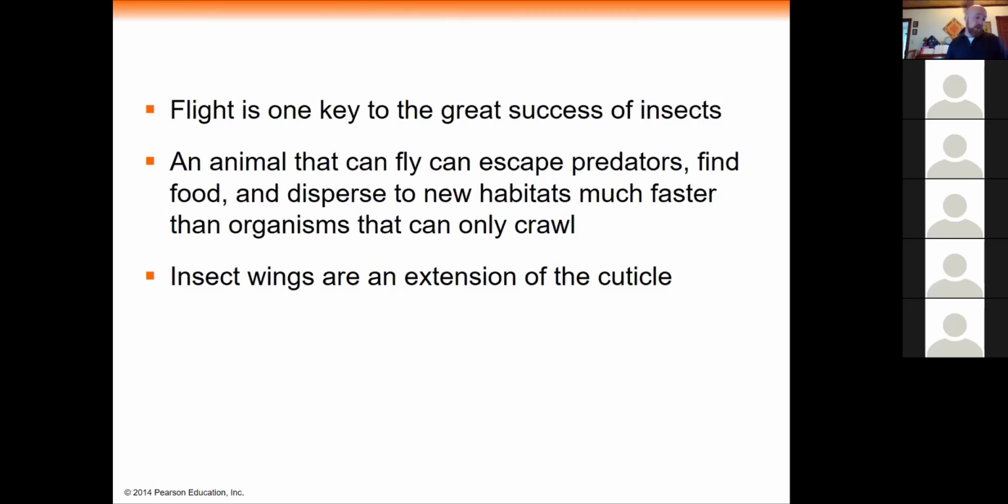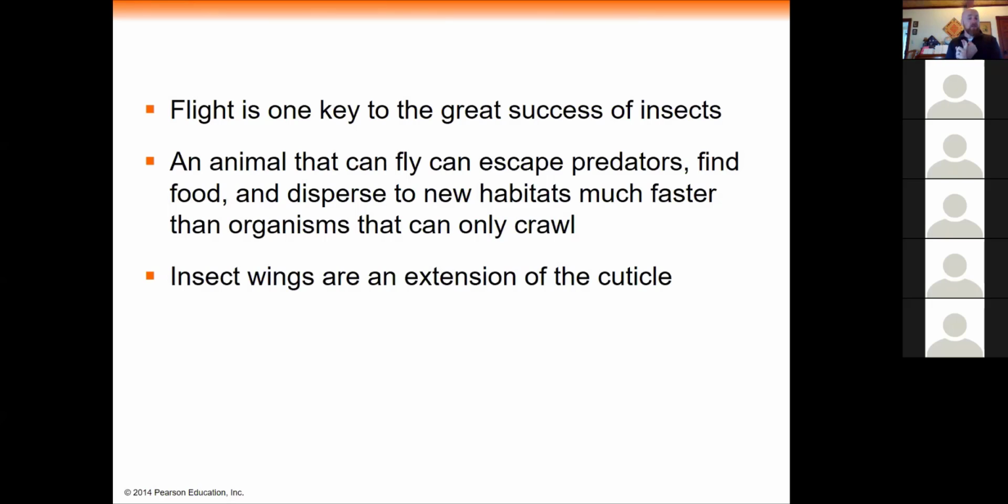And to stress that, we have totally different muscle attachments in different wing types, but all wings are some kind of extension of the exoskeleton. They're not separate like legs. They're actually part of the exoskeleton that's been adapted. And again, they have different muscle connections and all different sorts of adaptations. So flight was one of the keys to adaptation.